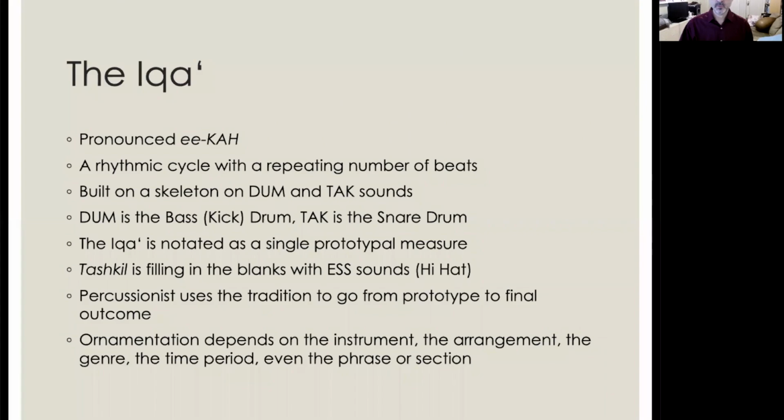Let's talk now about the Iqaa. The Iqaa is a rhythmic cycle that repeats itself every measure. I'm going to put the presentation up so that we can memorize this summary, and we'll explain every point with a demonstration. So it's a rhythmic cycle with a repeating number of beats per cycle. Cycle means a measure. So the measure, let's say, has 4 beats. The timing signature would be 4/4, for example.